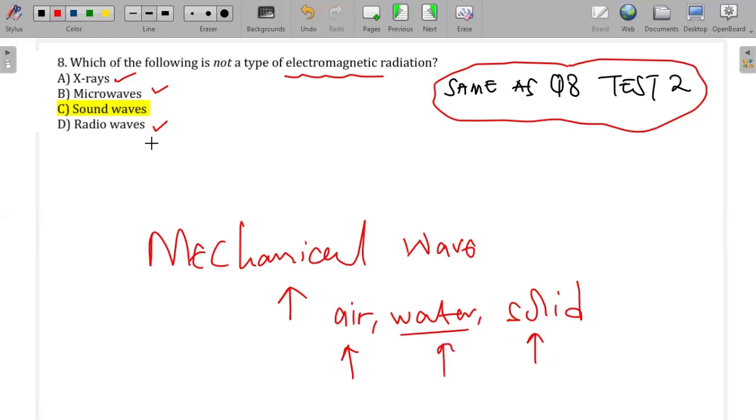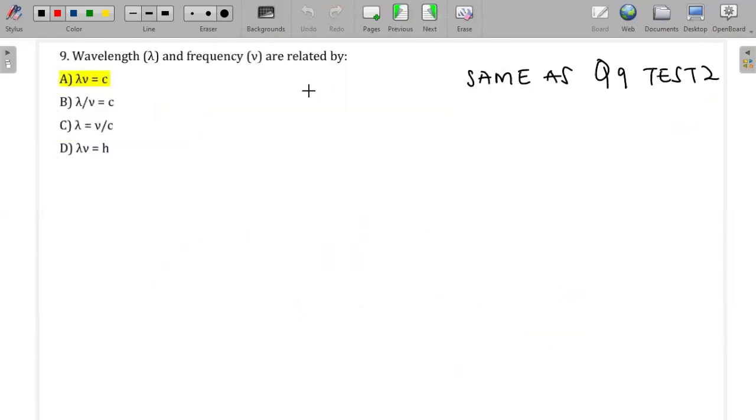So for you to have sound waves, you need a medium. Without a medium, there will be no sound waves. So sound waves are what we call mechanical waves, simply meaning they need a medium. So the answer there, we're going to pick C. All right, and then we move to question 9.